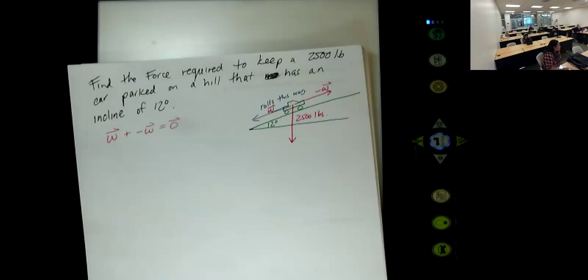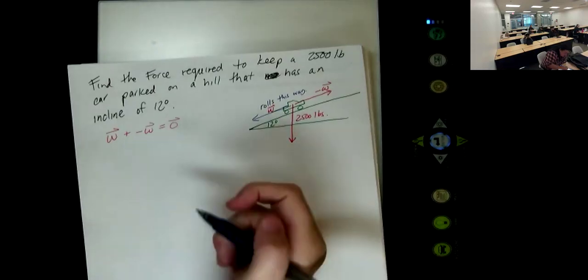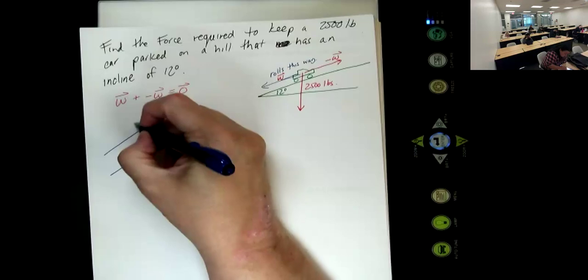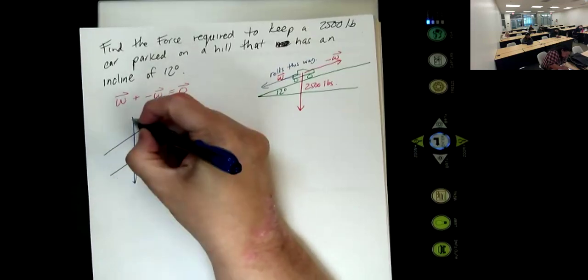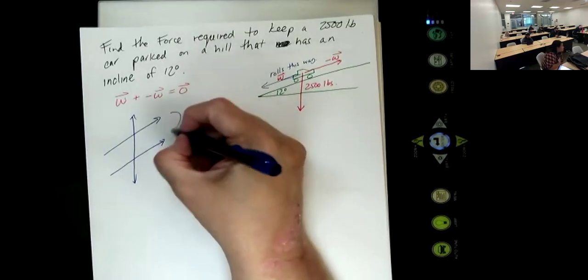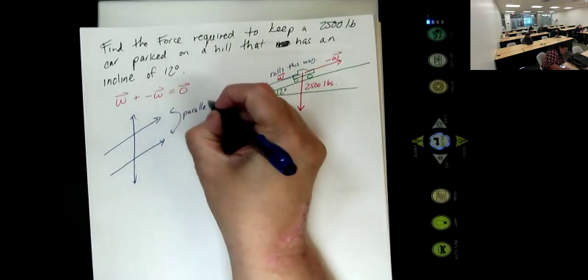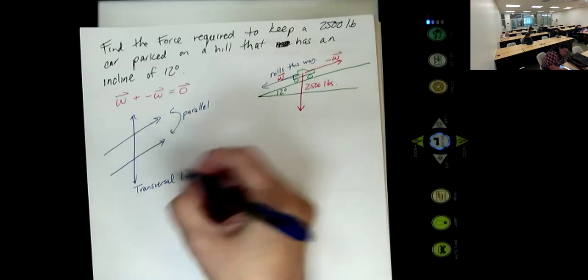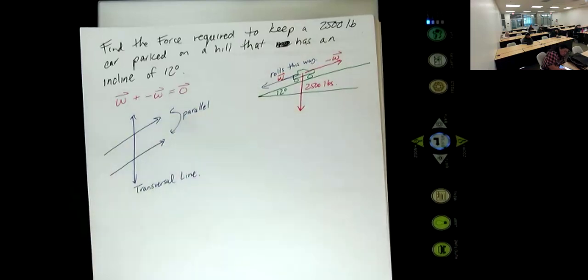Alright, so something that will help us with this is the idea of parallel lines and transversal lines. I should have done this first. If I have two parallel lines and a line that just goes right through both, these are parallel. This is called the transversal line. It just crosses both. It does not need to make a right angle. It can go at any angle.